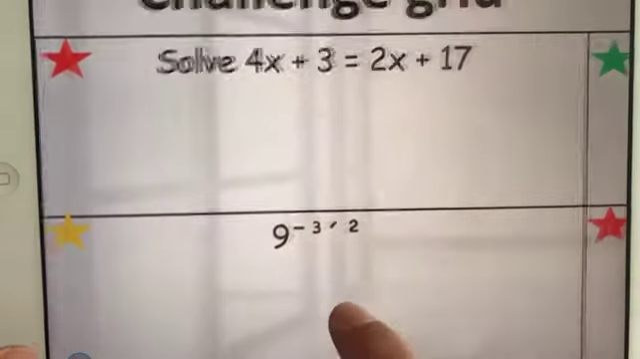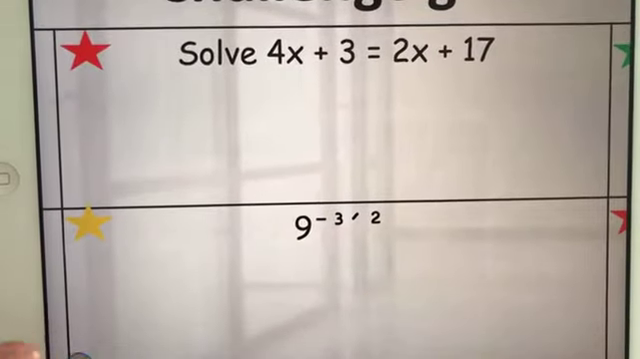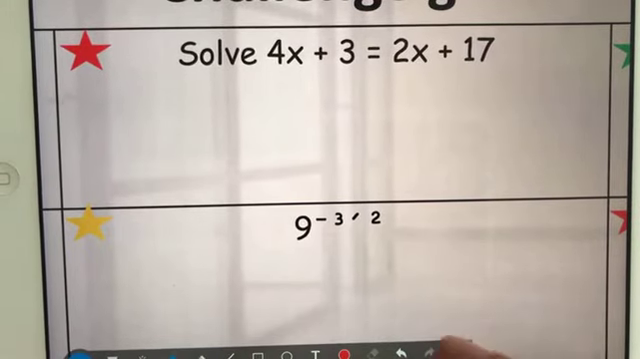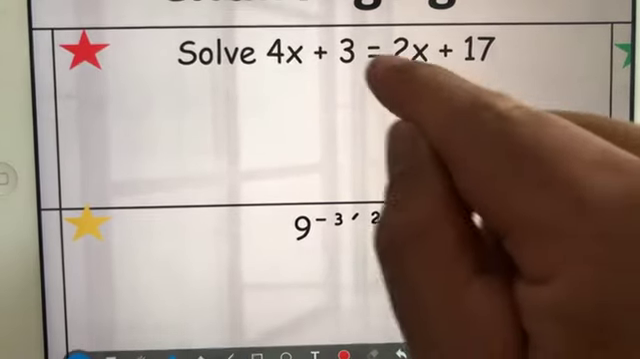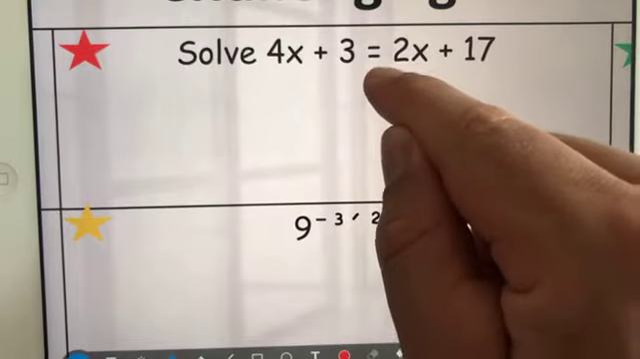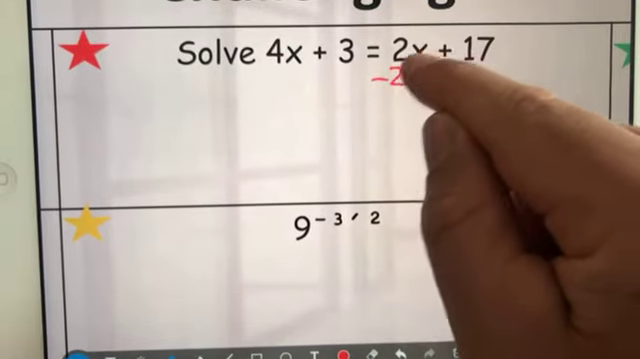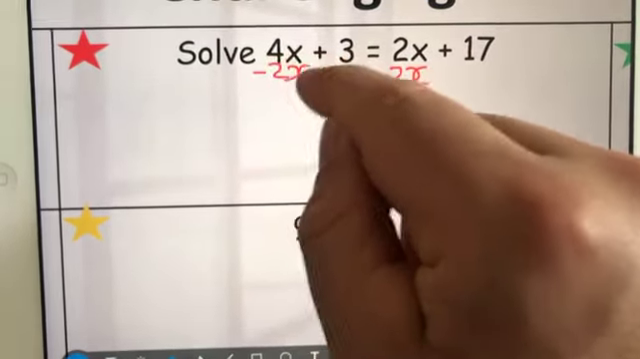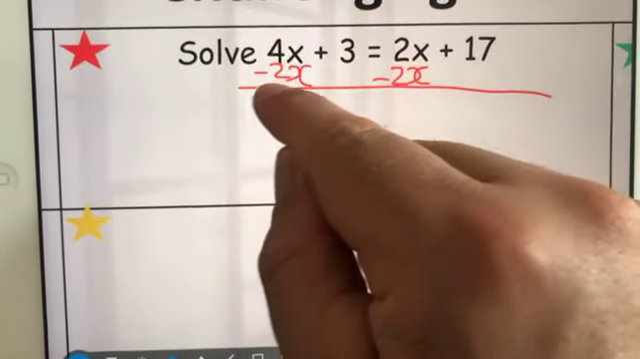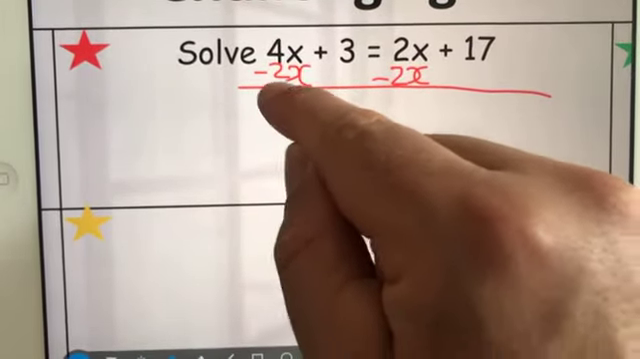Next one. I've got some solving equations with unknowns on both sides. The first step is the most important: you get rid of the smaller letter. So if I've got 2x and 4x, I'm going to get rid of 2x first because it's smaller. 4x take away 2x is 2x.